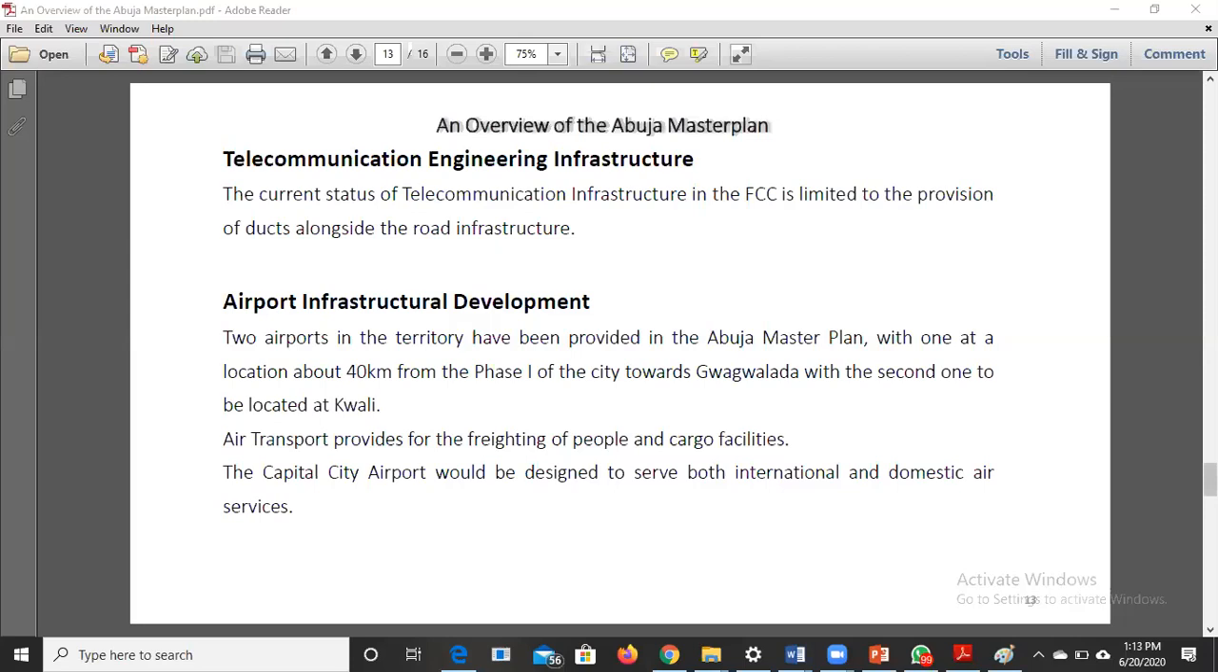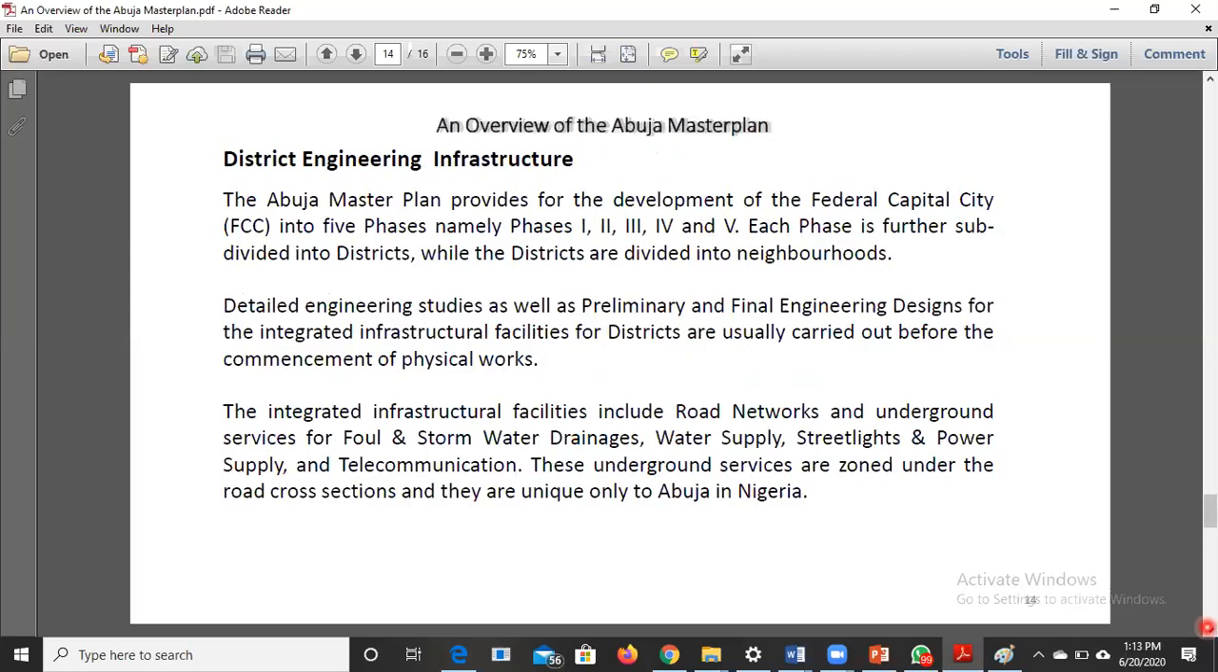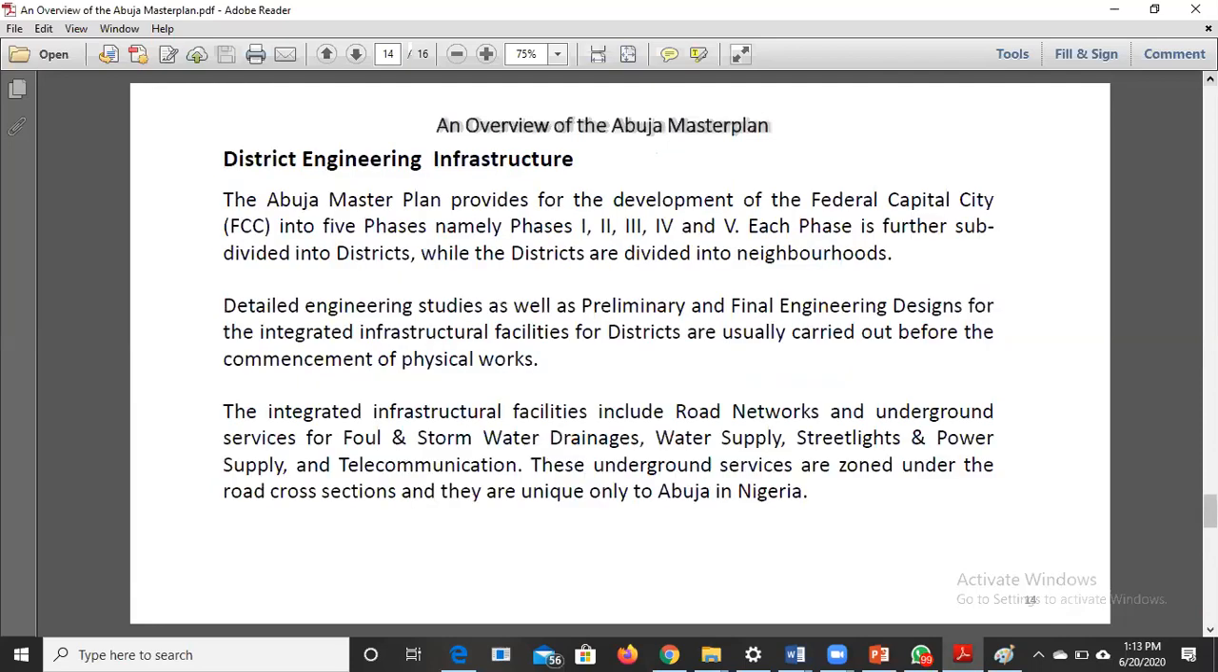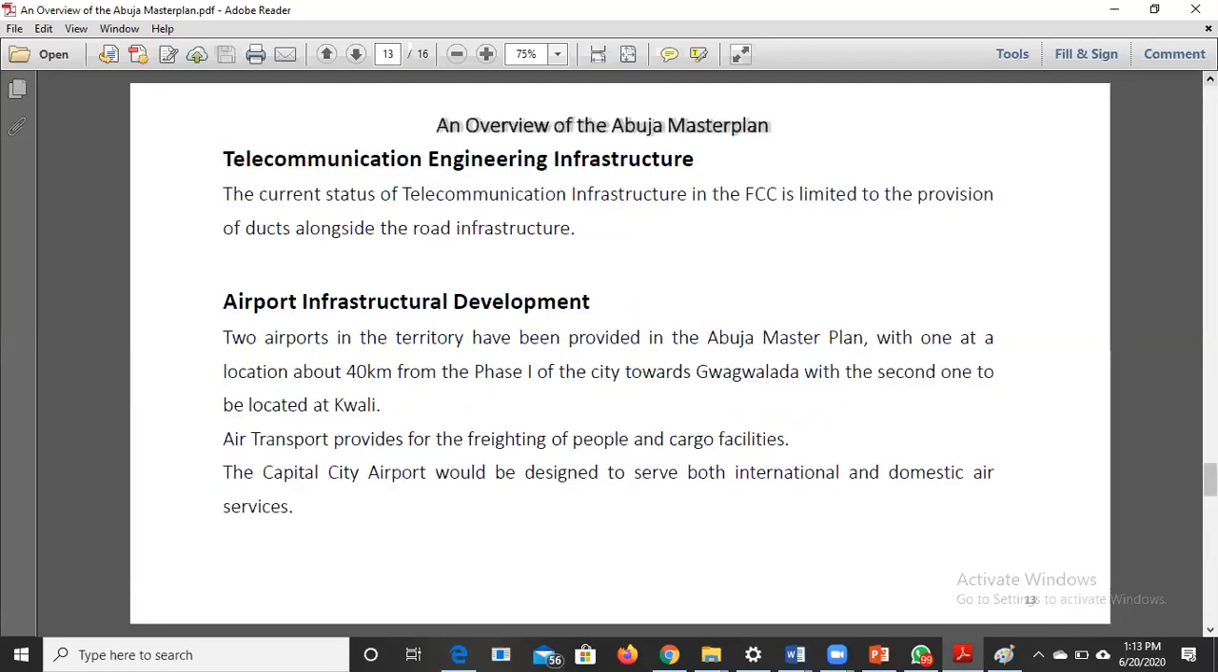Now, I want to single out the airport with regards to transportation. In the master plan, we have two airports proposed for the city. One is the one we know in existence today, which is 40 kilometers away from the city. It has been named after Nnamdi Azikiwe International Airport. That's the official name of the airport.